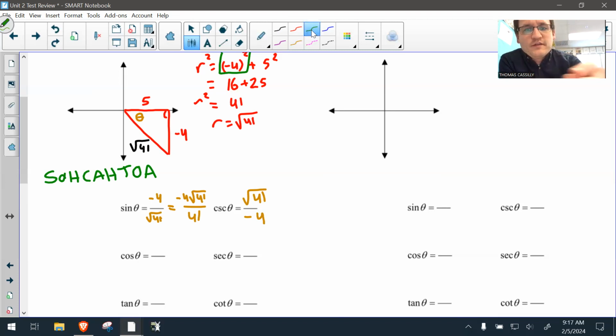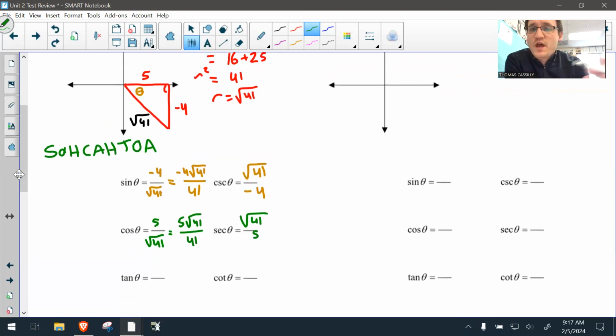Right? The next one is the cosine. The cosine goes with the adjacent over the hypotenuse. So 5 over the square root of 41. But again, we need to fix it. So I'm going to call that 5 radical 41 over a normal 41. And then the secant is the reciprocal of cosine. So again, take that original one and flip it upside down. And there we have it.